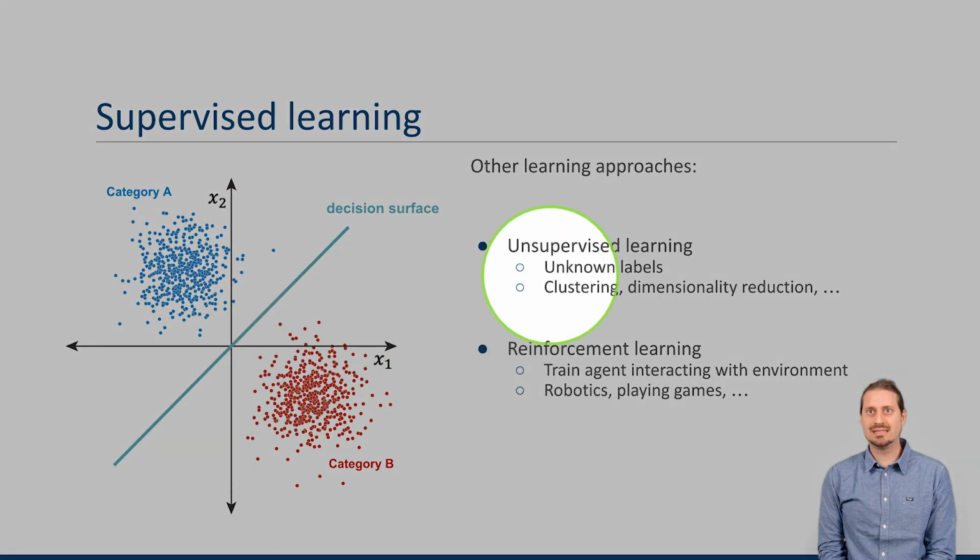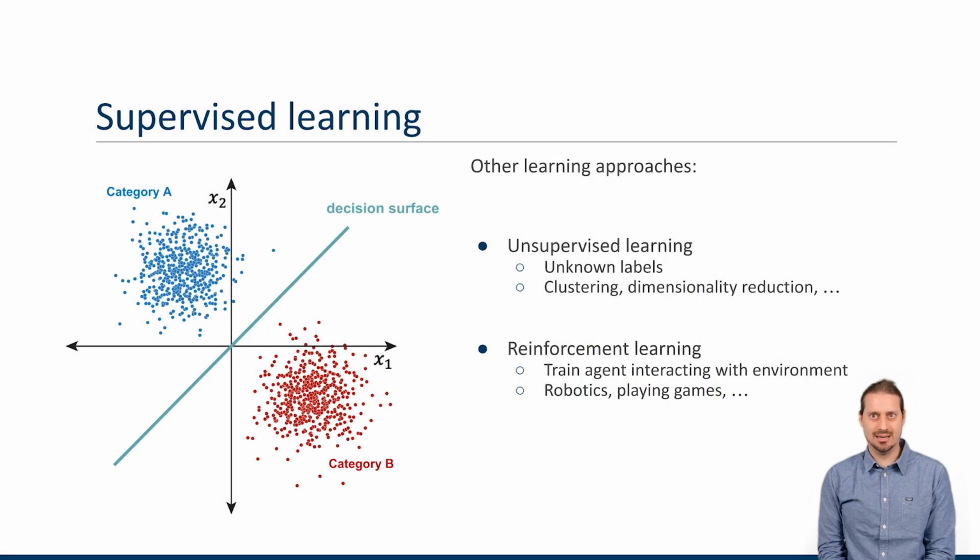One is unsupervised learning, where we actually don't know our categories beforehand, and then we can try to cluster the data without this category knowledge or to reduce the dimensions. And then other approaches are also reinforcement learning, where we train an agent to interact with an environment. This is very relevant for robotics or to play games. We will not deal with this in this course much, but I just wanted to mention this for completeness.